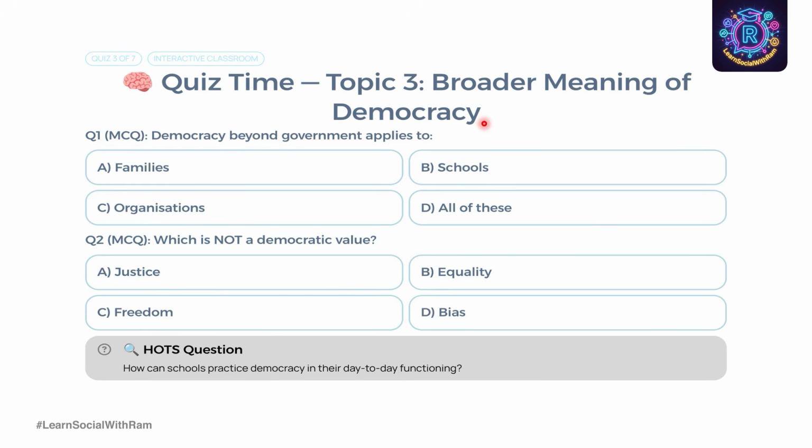Now let us try to answer the quiz question. First question: democracy beyond government applies to option A, families, option B, schools, option C, organizations, option D, all of this. Question number 2: which is not a democratic value? Option A, justice, option B, equality, option C, freedom, option D, bias.